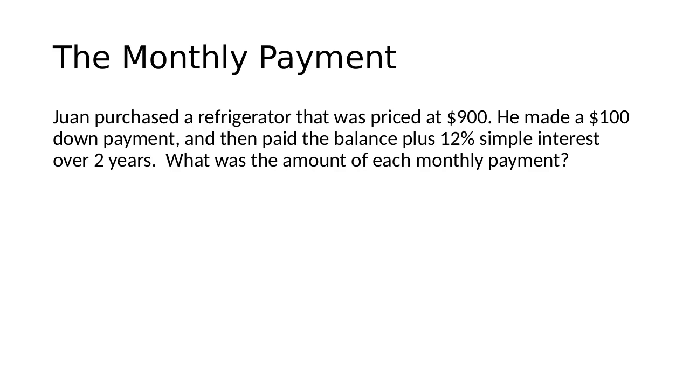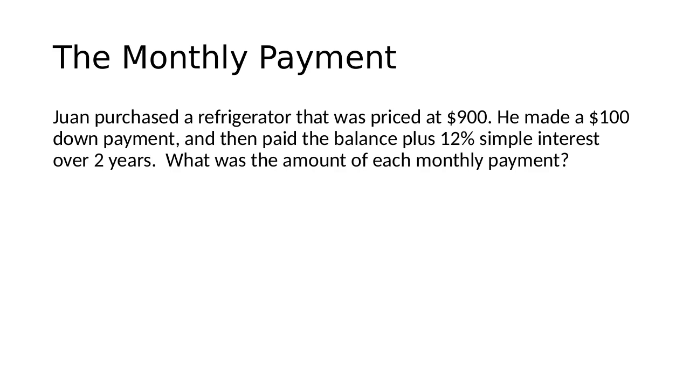For installment buying, a situation comes up where you're going to pay for an item over time. And in this example, Juan purchased a refrigerator that was priced at $900. He made a $100 down payment and then paid the balance plus 12% simple interest over 2 years. What was the amount of each monthly payment?